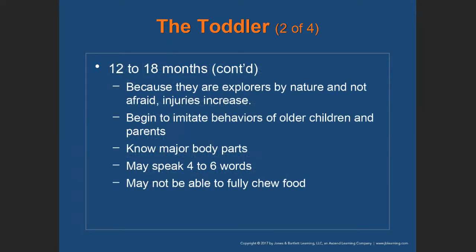At 12 to 18 months continued, because they are explorers by nature and they are not afraid, they are quite fearless at this stage, so injuries will increase. Begin to imitate behaviors of older children and parents. They know major body parts. They may speak 4 to 6 words. They may not be able to fully chew food, again putting them at risk for airway obstruction.